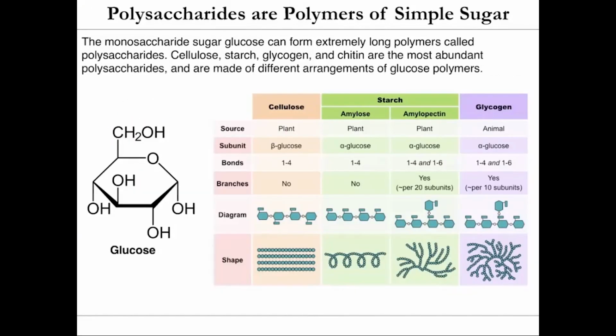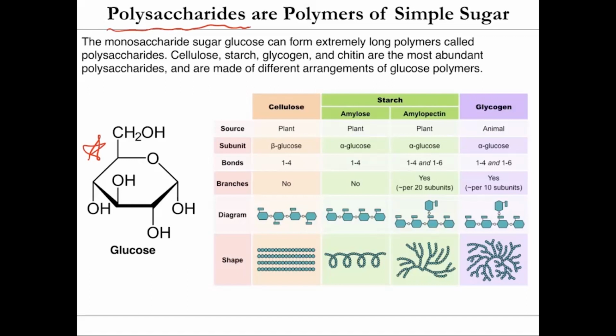So now moving on to carbohydrates. Carbohydrates can also form really long polymers called polysaccharides. Polysaccharides are polymers of simple sugars. The most important ones are just polymers of glucose. So glucose, which is a simple sugar or monosaccharide, can form extremely long polymers called polysaccharides.